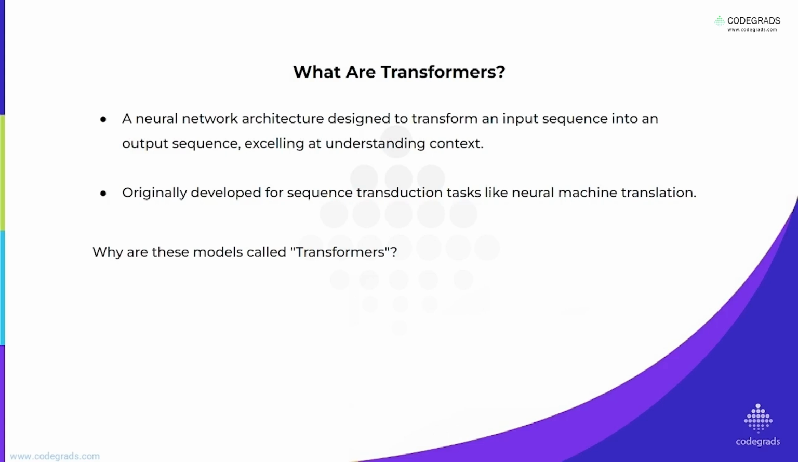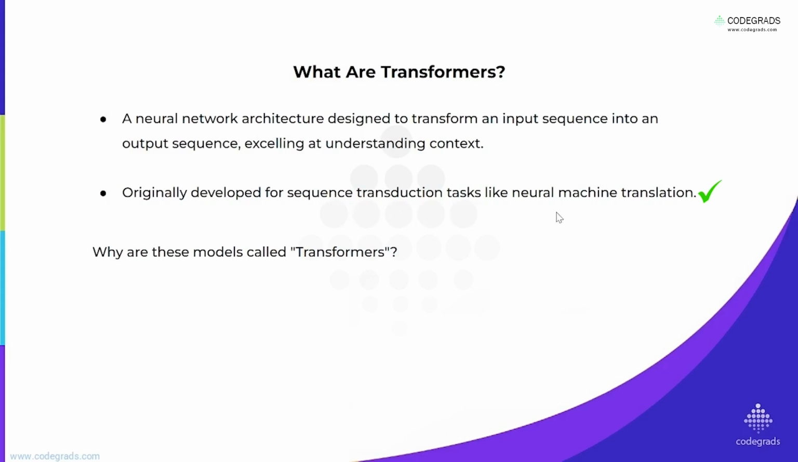Transformers are an important component whenever we discuss GenAI, as multiple LLM models were built based on this architecture. So we'll start with the transformer. It is a neural network architecture designed to transform an input sequence into an output sequence, excelling at understanding context, and it was originally developed for sequence transduction tasks like neural machine translation.